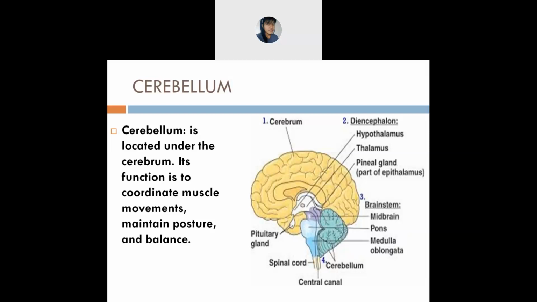Okay, very good. Next, we will discuss the cerebellum, which is at the bottom. The cerebellum is located under the cerebrum. So this is the cerebrum, na? It is located just beneath this, underneath. And what is the function of the cerebellum? The function of the cerebellum is that it coordinates muscles.